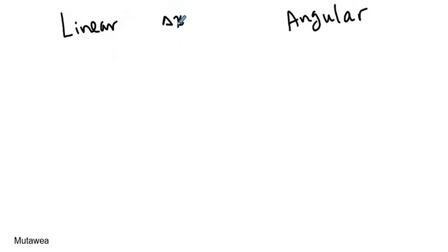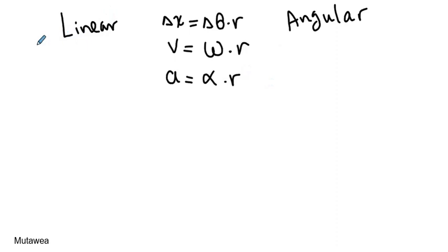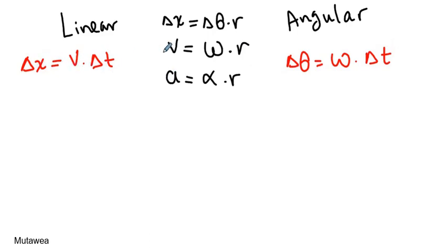So if we are going to revise all the equations we talked about in this section, I'm going to compare between linear and angular. The linear displacement delta x equals delta theta, the angular displacement, times r. The linear velocity v equals the angular velocity omega times r. The linear acceleration a equals the angular acceleration alpha times r. If the object is moving in a straight line with no acceleration, its displacement will be v times delta t. Also, if the object is rotating with no angular acceleration, its angular displacement can be determined by multiplying omega times delta t. You see, delta x, delta theta, v, omega. So between linear and angular, we have the same equations.